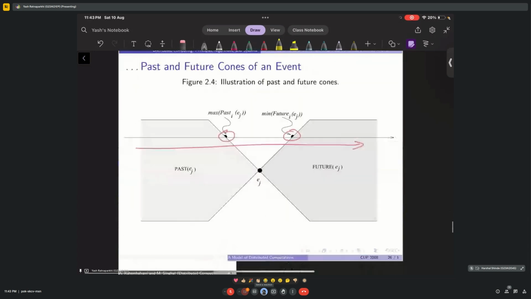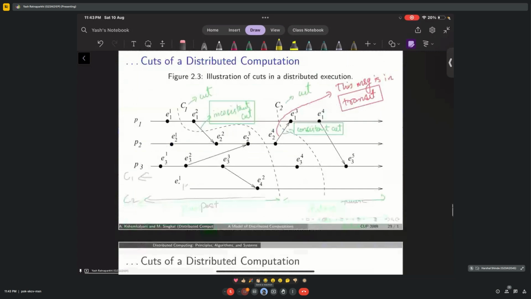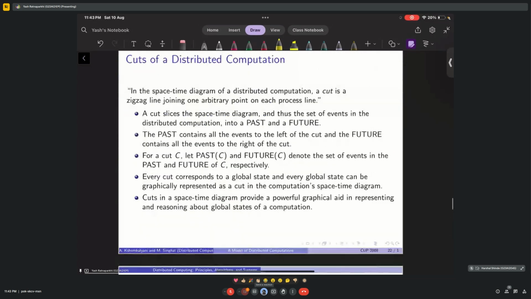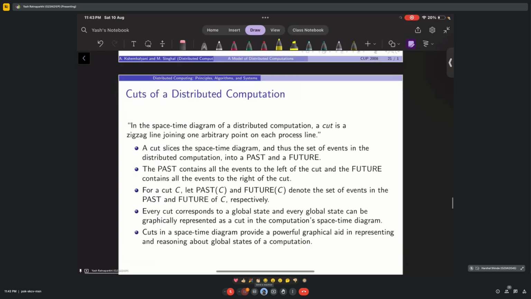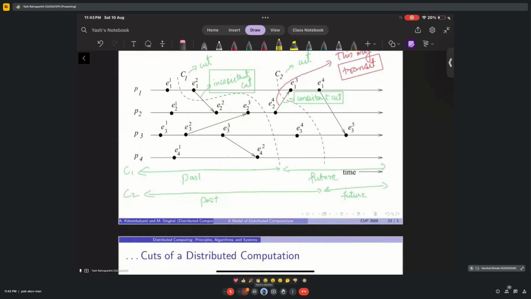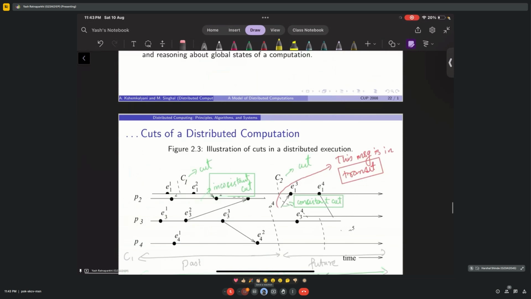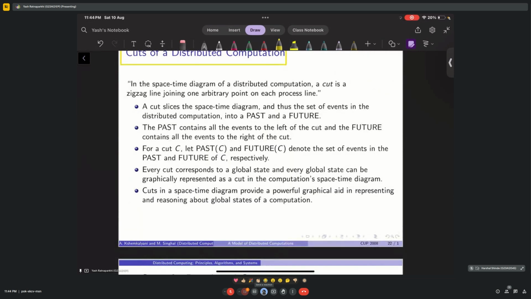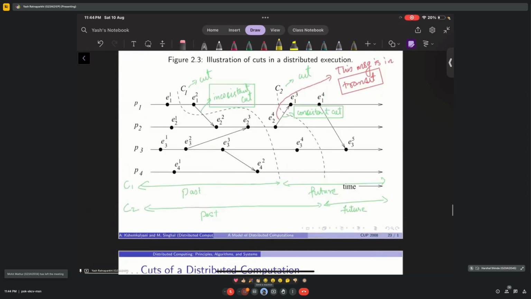So this comes to this is the last thing. Okay, this is the last thing, only 5 slides are left, and this is very easy to understand. देखो cuts क्या होते हैं, है ना? Now the last thing that is coming, it's cuts in a distributed system. So what we will be doing, we will be creating a cut. See this dotted line जो दिख रहा है ना, this is a cut. And what this cut is: a cut slices the space time diagram, and thus sets the events into past and future. Understand this very carefully.